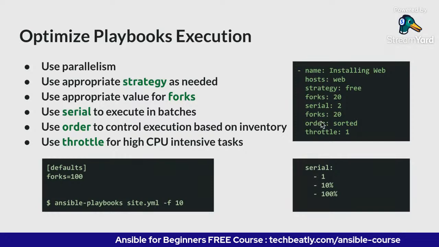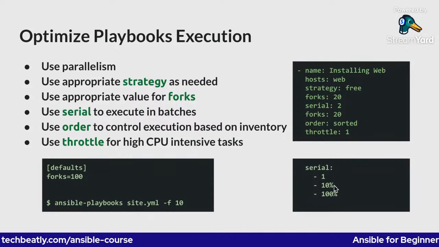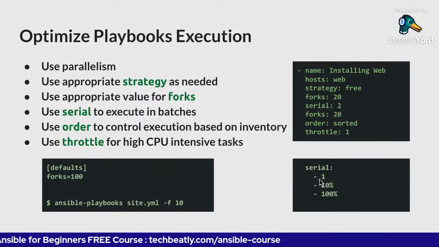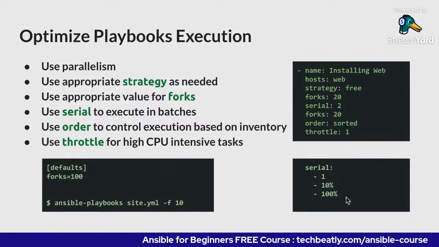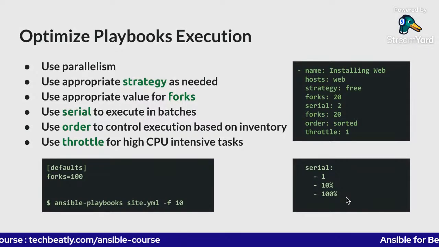Here there are 2 options. You can see serial 2 means at a time 2 hosts only. You can give serial like this also: in the first batch take only 1 host and execute it. Then Ansible will take the second batch as 10%. Let's say you have 10 servers, 1 will be executed first, then you have 9, so the next one will be executed like that. Then 100% means the remaining will be executed together. So this is the parallel execution you were talking about, and you can control this using the option called serial.